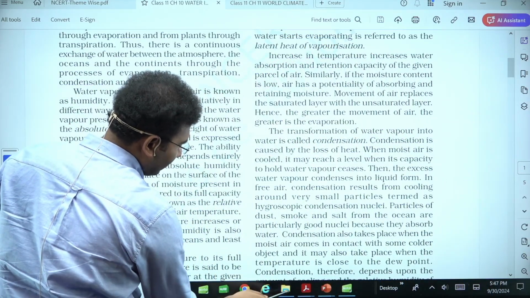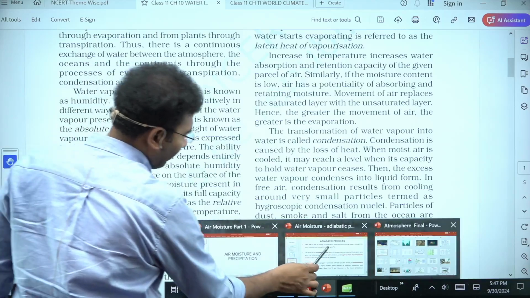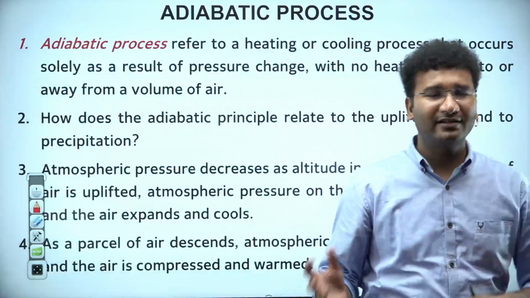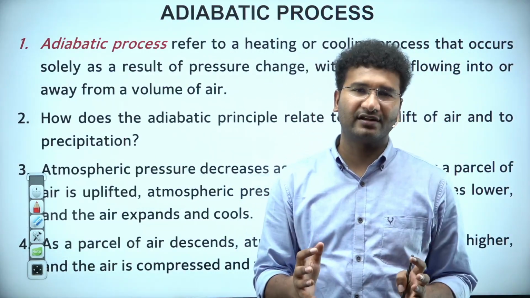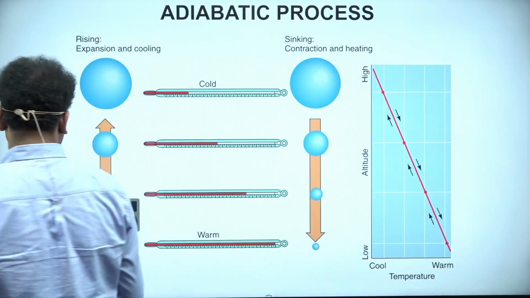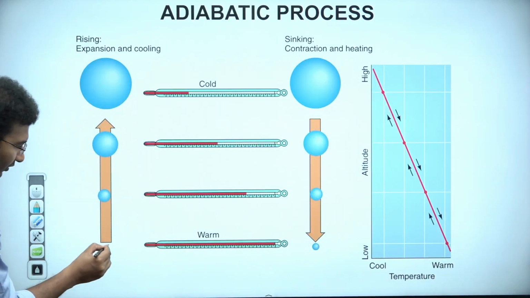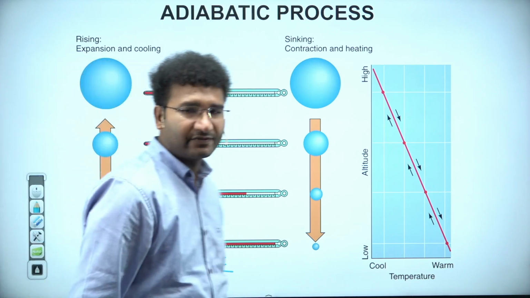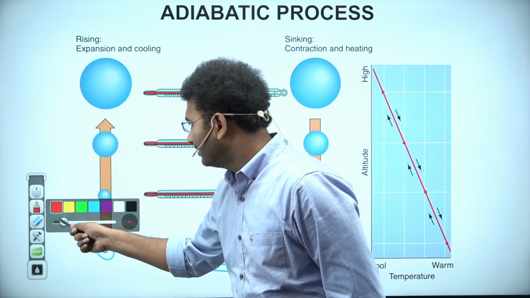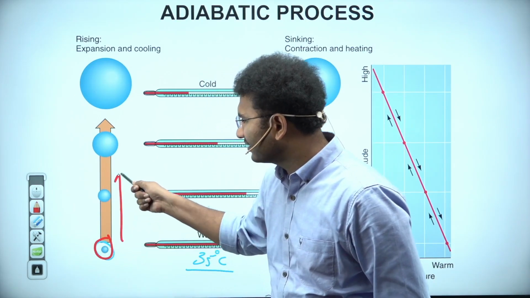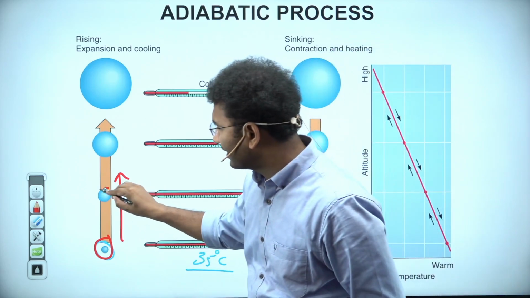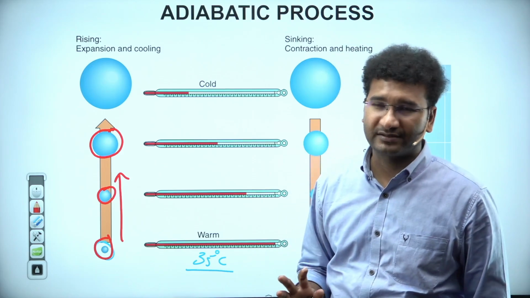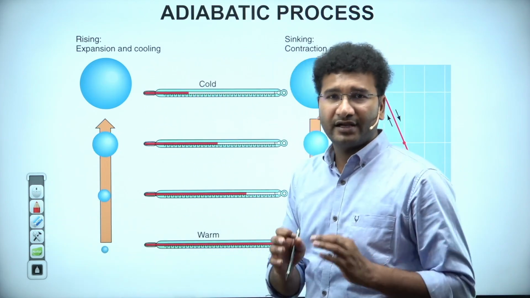Firstly, I want to introduce you to a few terms, that is, the adiabatic process. Before we learn anything, you have to know about the air, a packet of air. Imagine this is the packet of air which is present at the ground, and the temperature here is 35 degrees Celsius at the surface. As the air starts to rise, a few things will happen. One, the air expands. As the air expands, cooling also takes place.